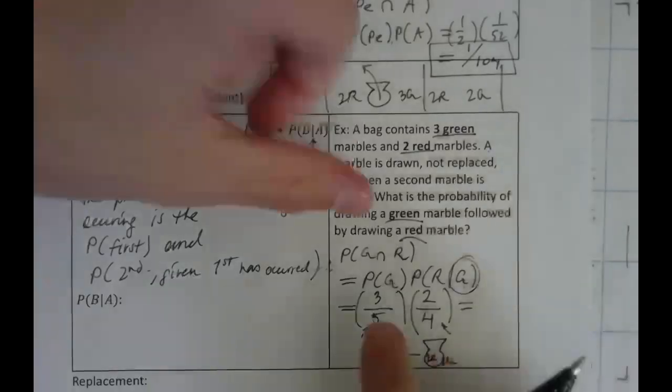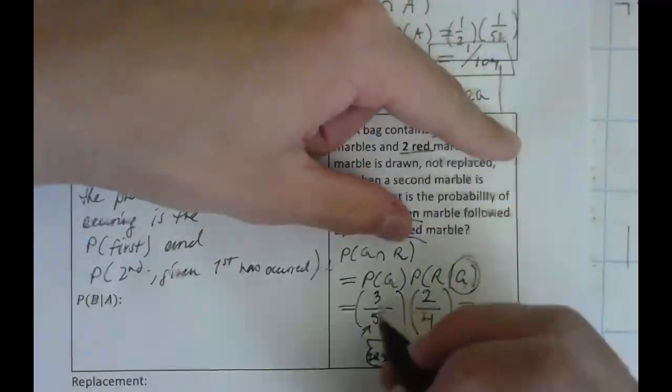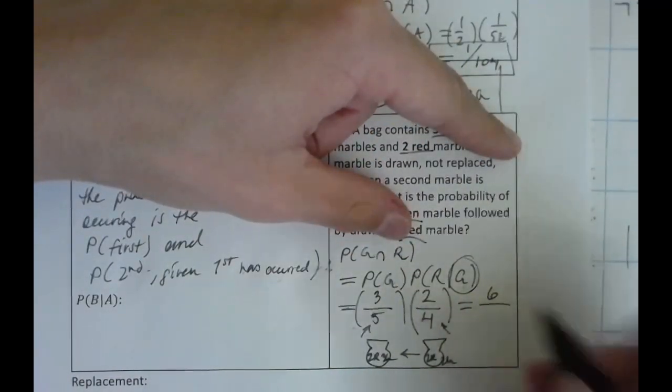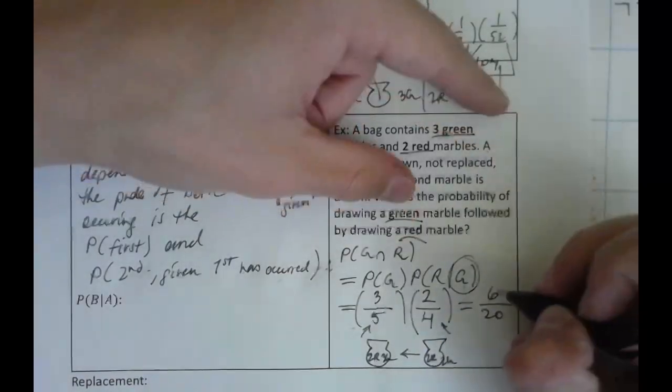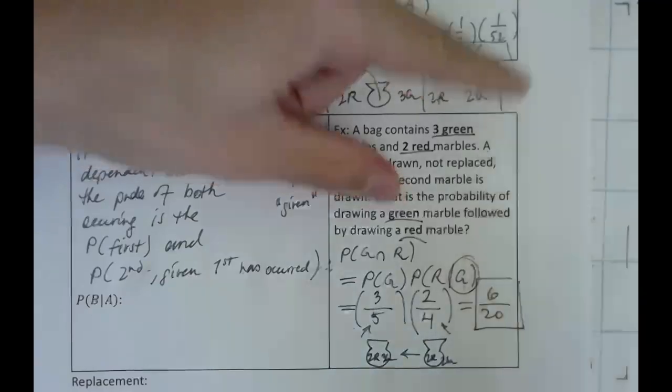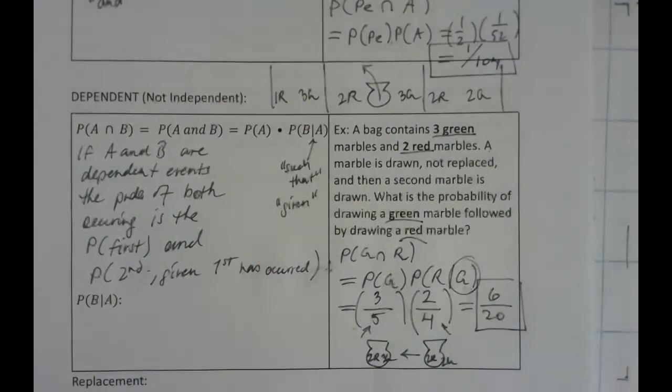And so, same thing here. We can multiply 3 by 2 to get 6. So top times top, bottom times bottom. And 5 by 4 to get 20. A 6 in 20 chance of getting a green followed by a red. Very cool. So my last comment here is about the probability of B given A, which is that last little blank.